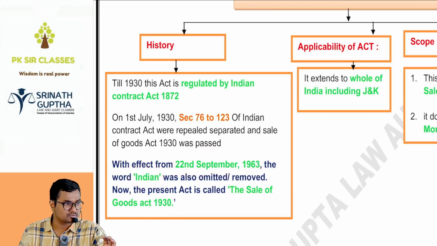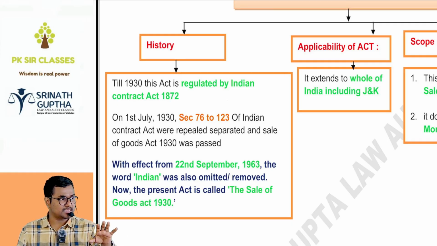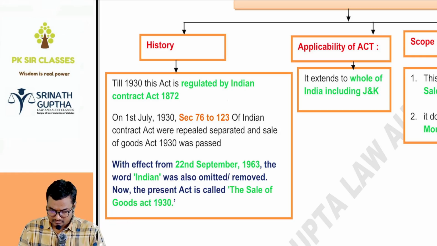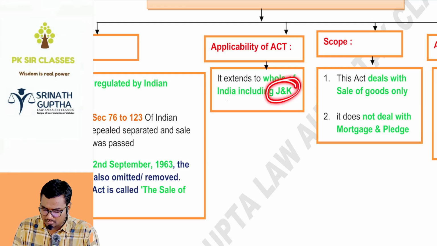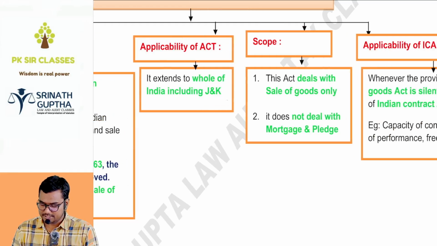So, what is the moral of the story? Once upon a time, SOGA was part of the Indian Contract Act. Sections 76 to 123 of the Indian Contract Act were separated. They kept its name as the Indian Sales of Goods Act. From 22nd September 1963, the word India was also removed. Now it is only SOGA. This act is applicable to the whole of India, including Jammu and Kashmir.